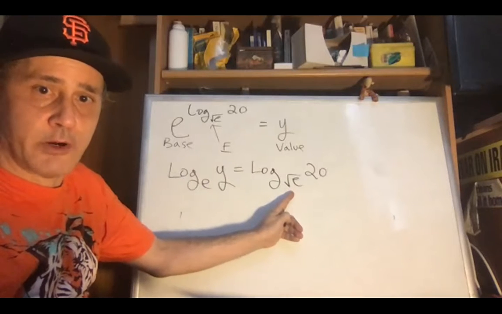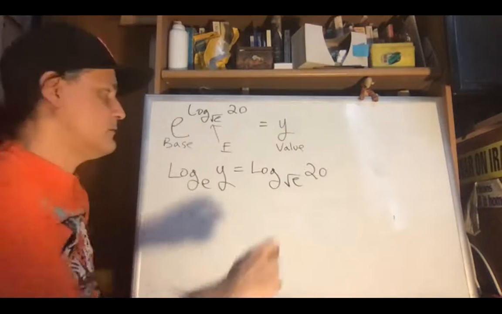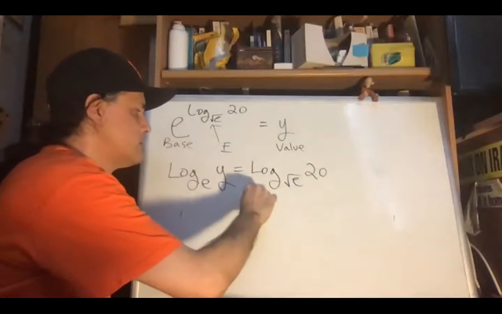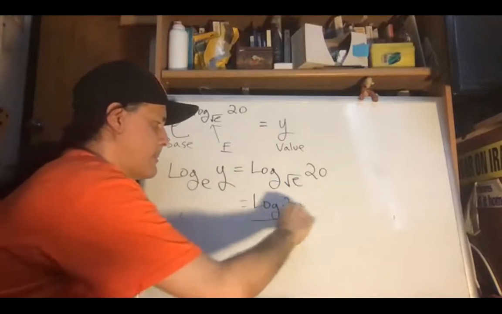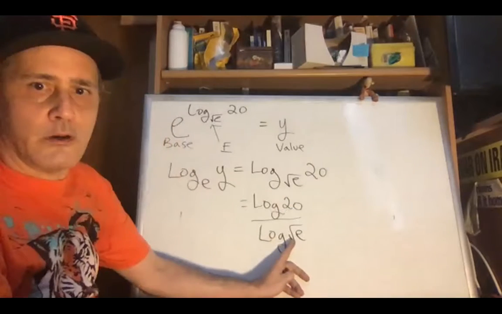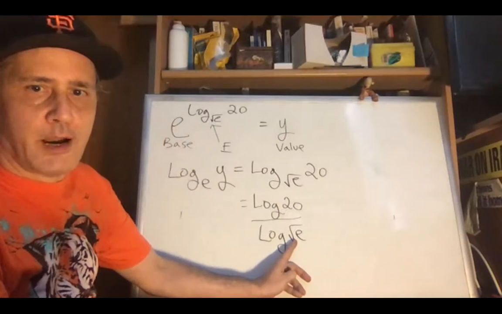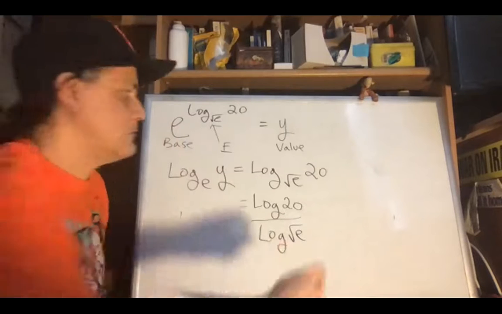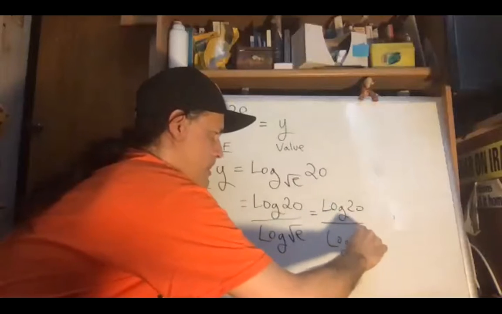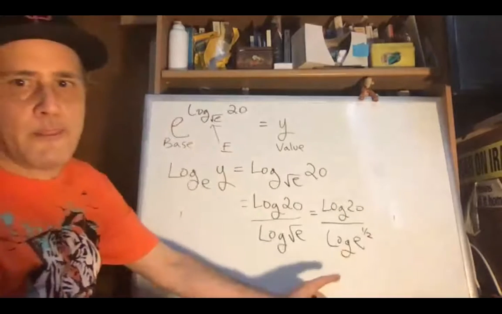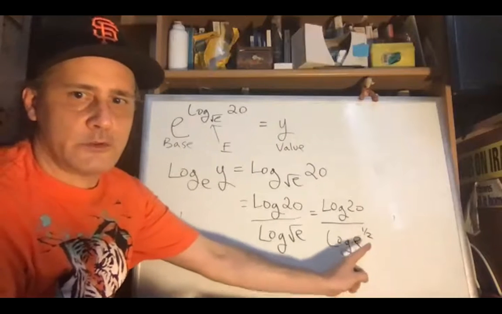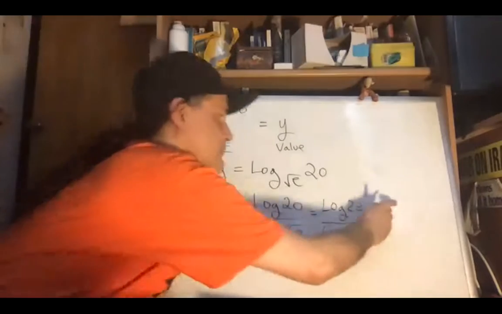Let's use the change of base property. So we're going to do the same thing, the log of 20 over the log of base e. Well, this is really the 1/2 power of e. Now look, we got the power as part of the value, so we can pull the 1/2 out and multiply it to the log.